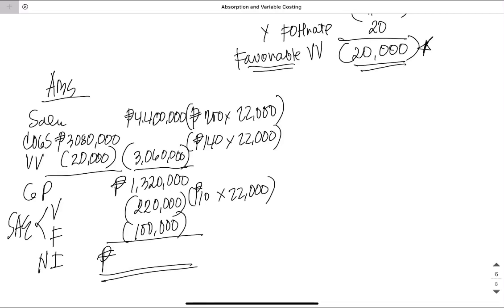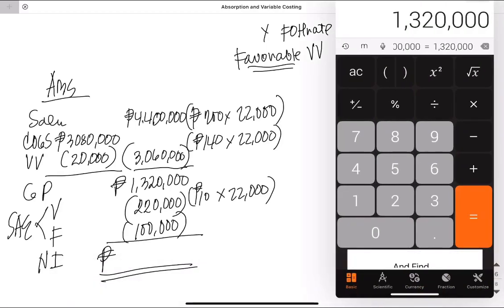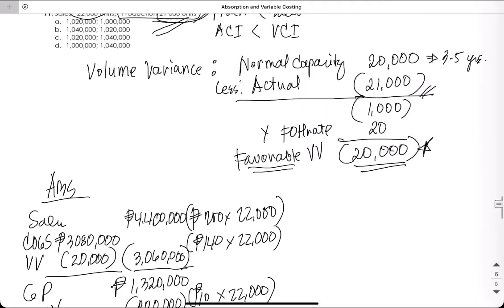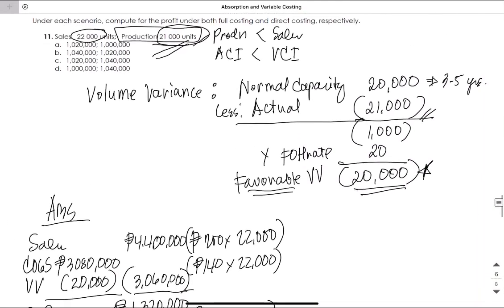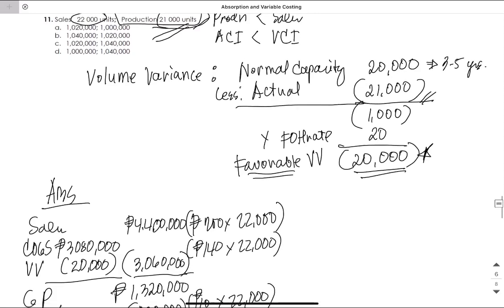under absorption costing. Just make sure that your volume variance is incorporated in your income statement. So it can be an adjustment to your cost of goods sold or an adjustment to your net income itself. So 1,320 less 320,000, so this is 1 million. So do we have 1 million as an answer? Yes.